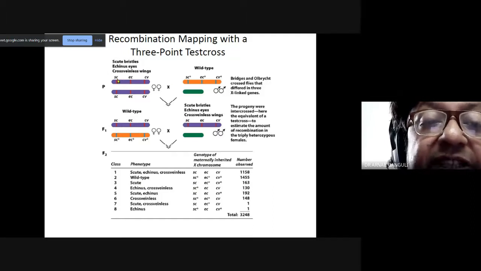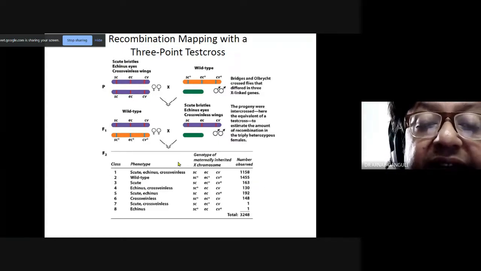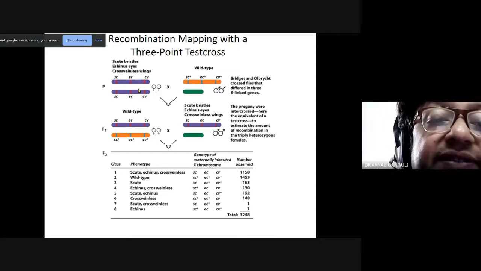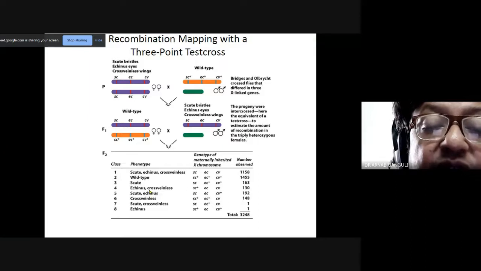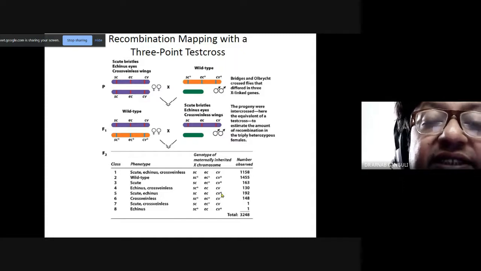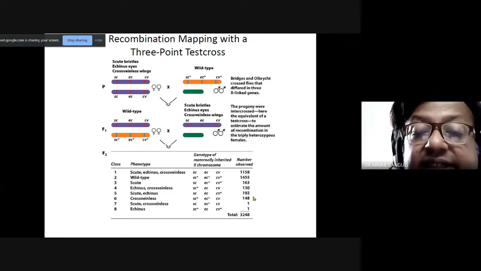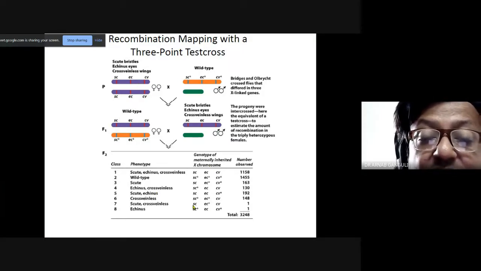A crossover has taken place between SC and EC. And the other way around, you can have one between EC and CV, then you have echinus and cross veinless. If you have a crossover in this region, then what happens? This scute and echinus come together to become wild type. So you can find them to be scute and echinus, and the CV is the normal cross veins. The second crossover, the other way around, is also a single crossover.